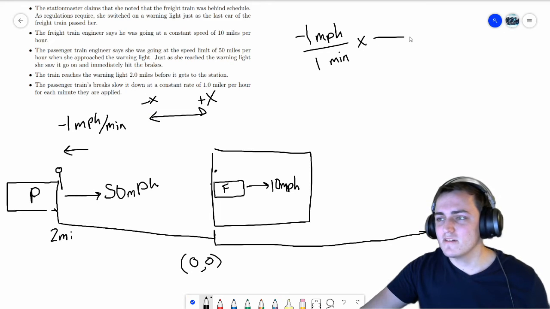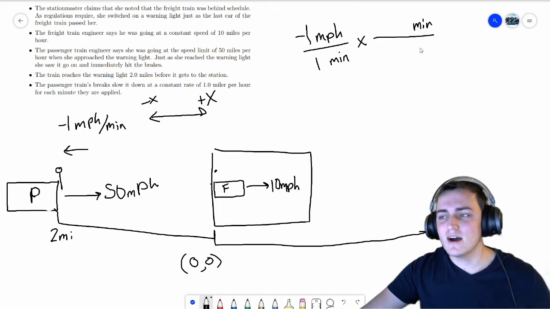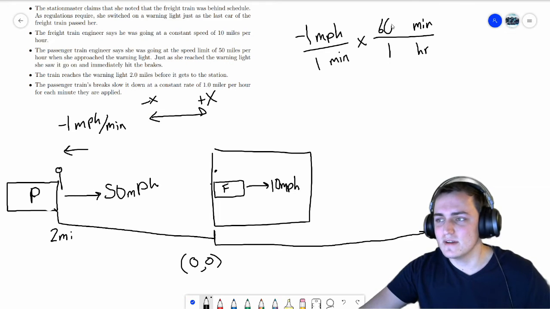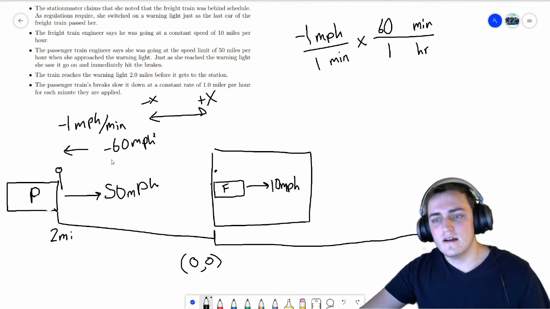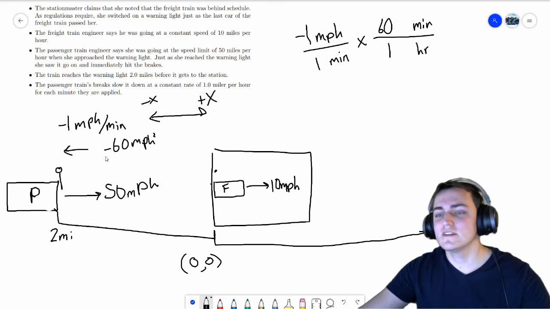So how do we get rid of minutes? Well, we're doing some unit conversion. We need minutes to be in the top for it to cancel out. We want to convert to hours. So we think, how many hours? Well, 1 hour is 60 minutes. And so we end up with -60 miles per hour squared. And that is our acceleration value we can use in our kinematic equations.